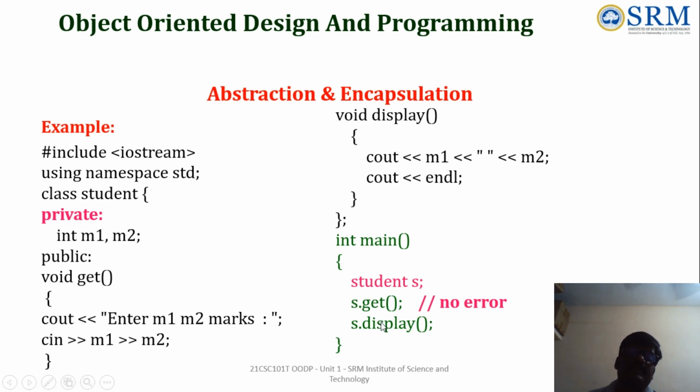The point is that if you bind things together in a student class, it's called encapsulation. If you are hiding the private members from outside the class, it is called abstraction. Here it is data abstraction. M1 and M2 are hidden from the public user or other users outside the class, so that we are achieving abstraction. The same program, slightly modified.